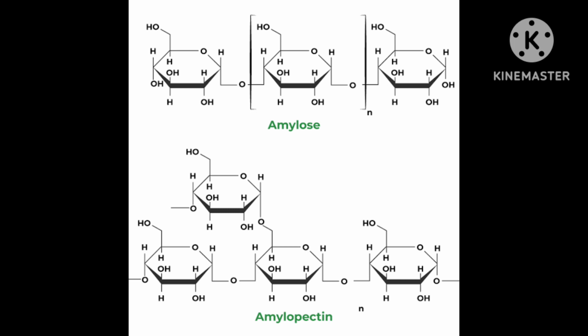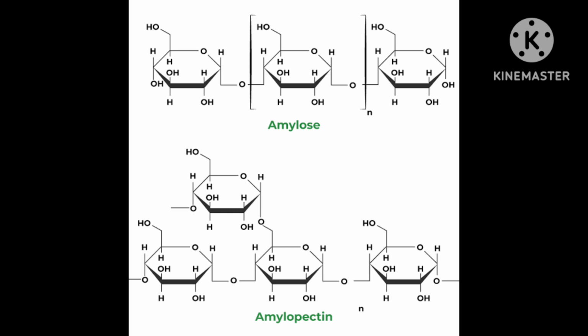Okay. And now amylopectin. Here actually I told you that the linkage was alpha linkage. Here the glycosidic linkage is alpha.